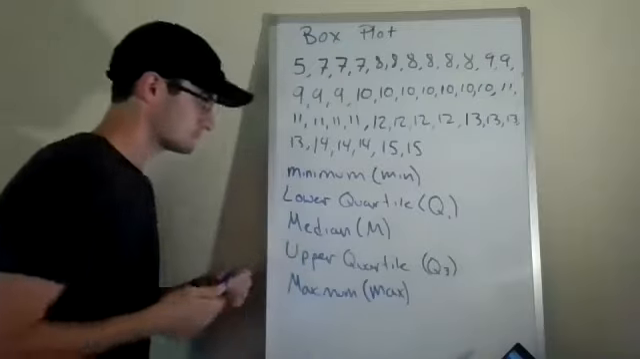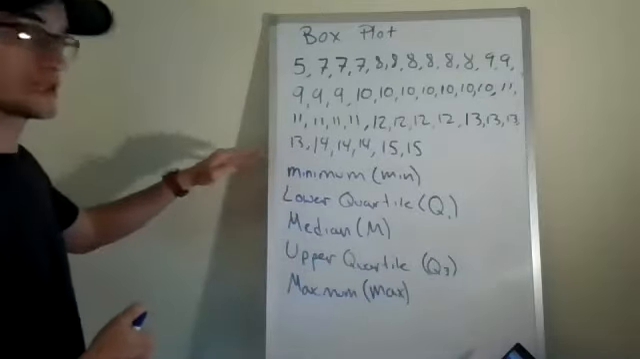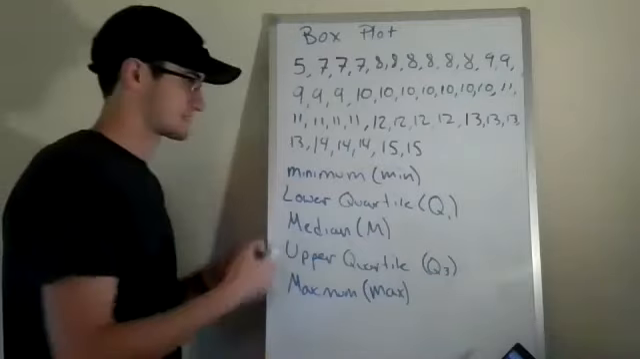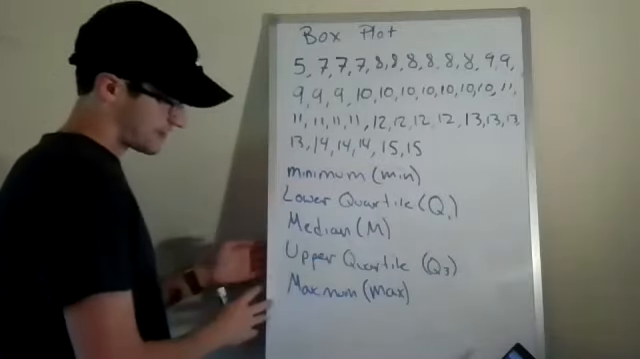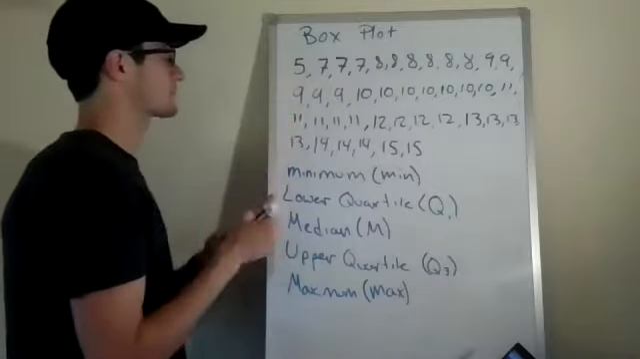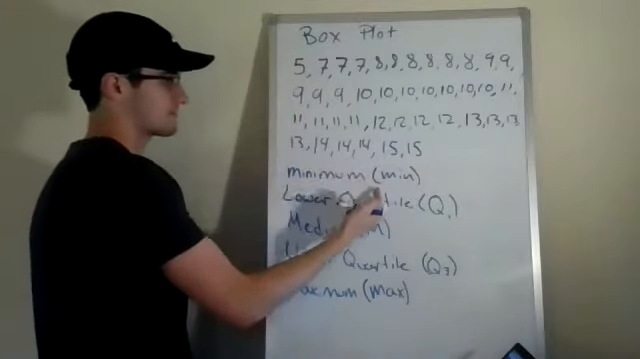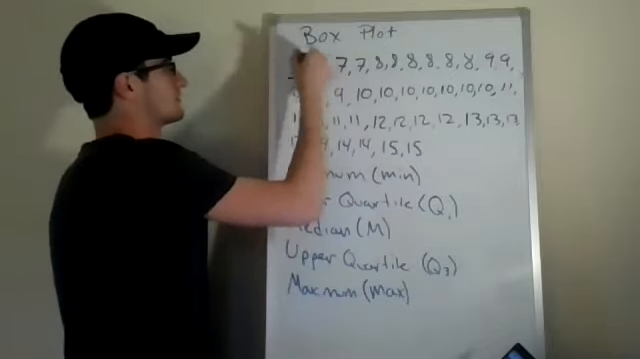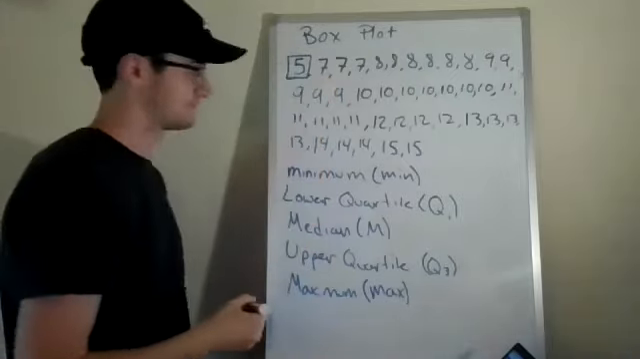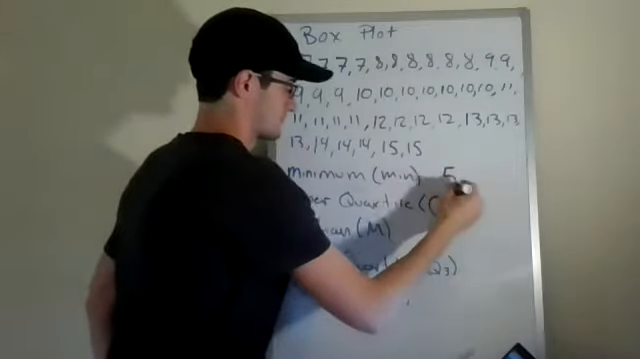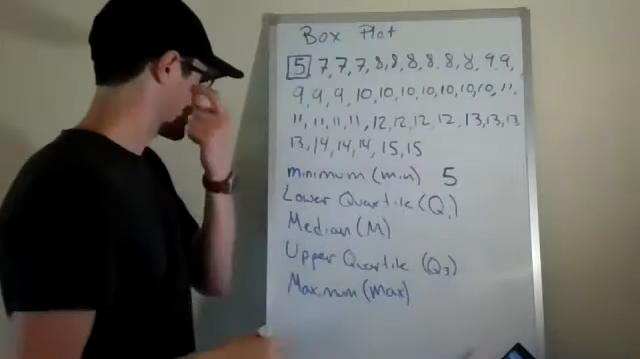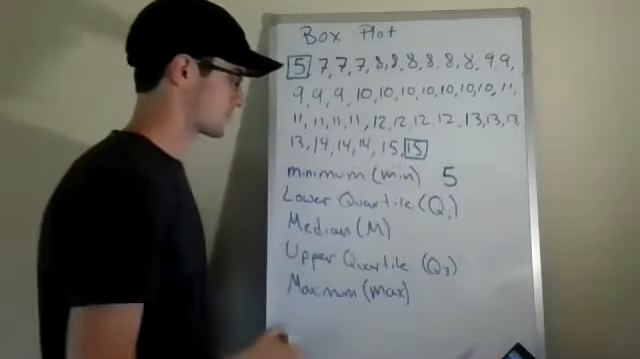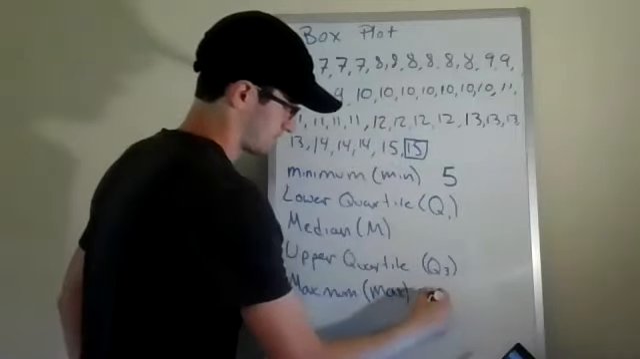So, the middle number, the lowest possible number. That's why we have all this in order, because we can't find these without having it all in order. So look at the lowest possible number. That's going to be 5. Now let's check the max possible number. The last number on our list is 15.